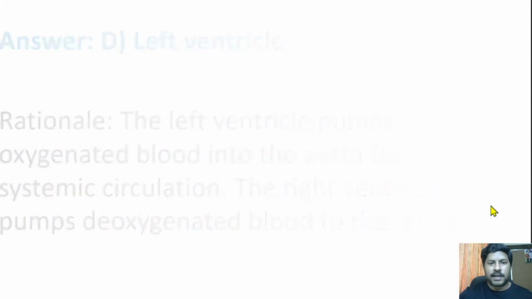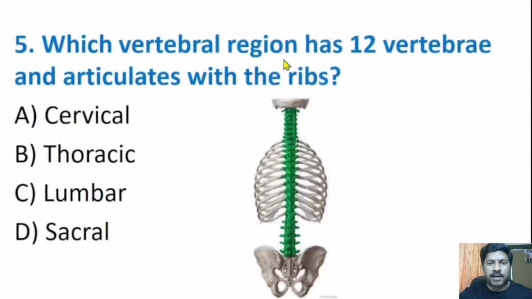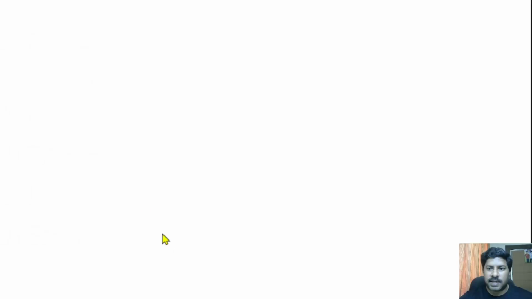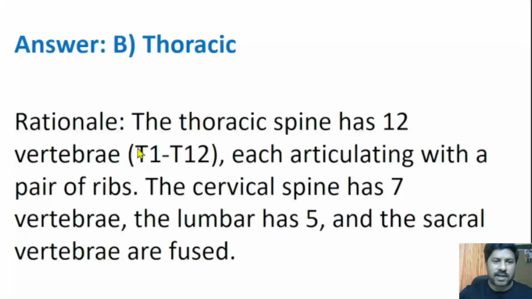Then fifth question: which vertebral region has 12 vertebrae and articulates with the ribs? Cervical vertebrae, thoracic vertebrae, lumbar vertebrae, sacral vertebrae. The correct answer is thoracic vertebrae. Thoracic spine or thoracic vertebrae has 12 vertebrae, starting from T1 to T12, each articulating with a pair of ribs.